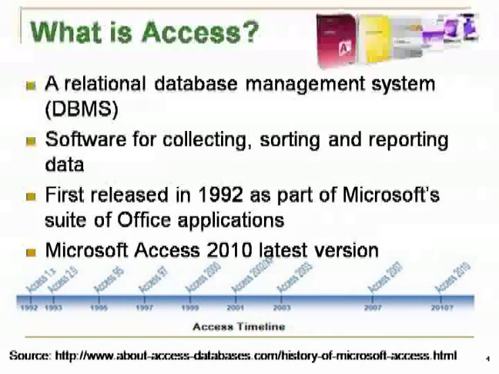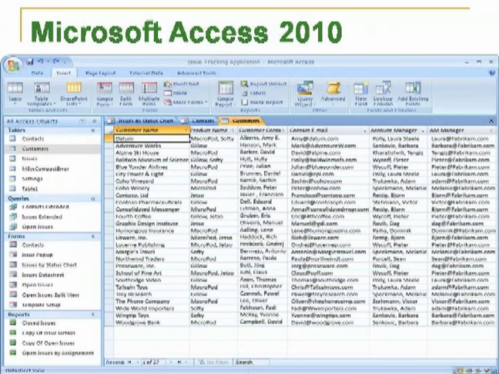Access is a software for collecting, sorting, and reporting your data. It was first released in 1992 as part of Microsoft's suite of Office applications. You all have this on your desktop at Beth Israel. And Microsoft Access 2010 is the latest version. This slide shows at the bottom of the figure a timeline for the different iterations of Access that have been released with every new iteration of Microsoft Office.